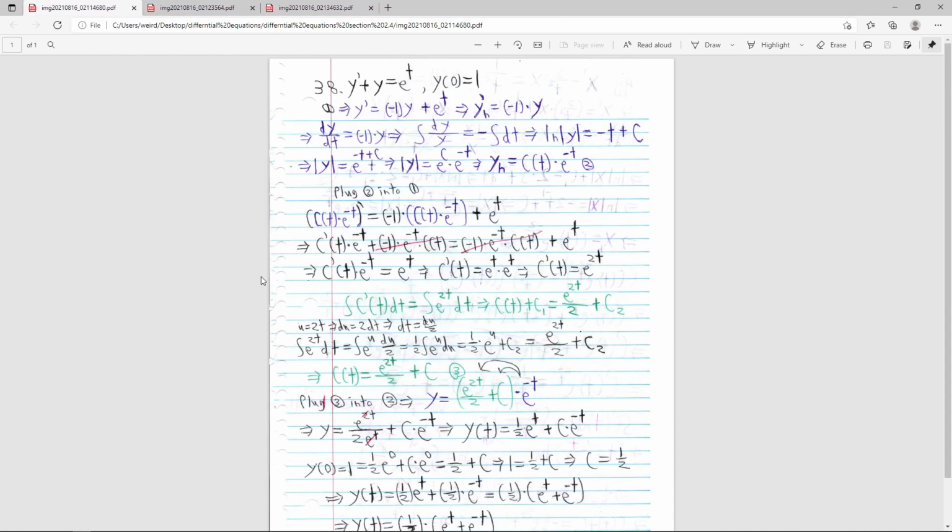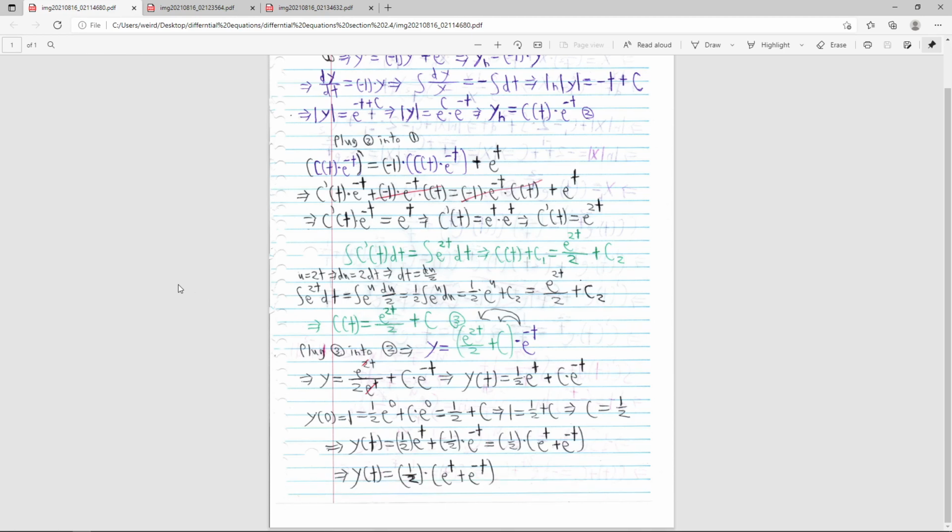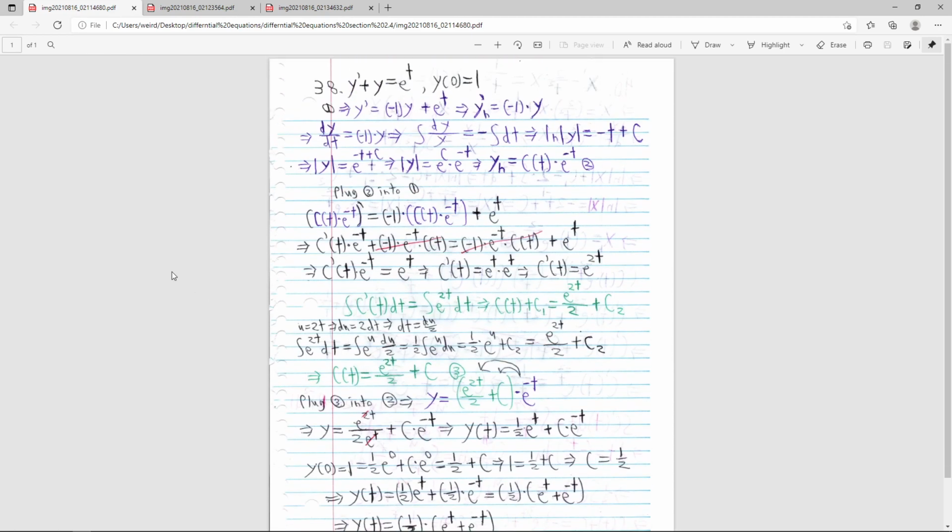We have two more like this now. So y prime plus y equals e raised to the t power, y of 0 equals 1. So first step, we rewrite it as equation 1 says here, y prime equals negative 1 times y plus e to the t power. This one only takes one page to do everything because it's a simpler equation.